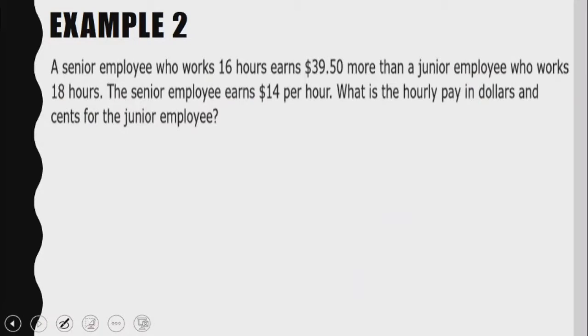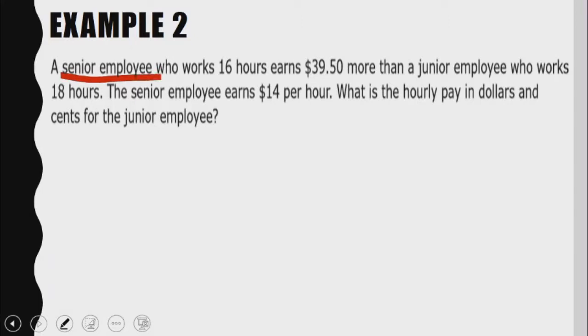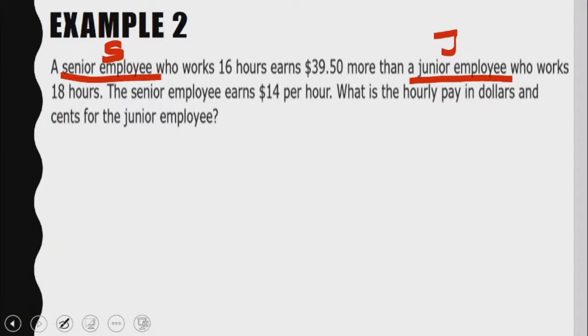Example 2. A senior employee who works 16 hours earns $39.50 more than a junior employee who works 18 hours. So this story is about two people. One is a senior employee, one is a junior employee. So let's represent the senior employee with the S and the junior employee with a J. So what we know from that very first statement is that the senior employee salary is $39.50 more than the junior employee.